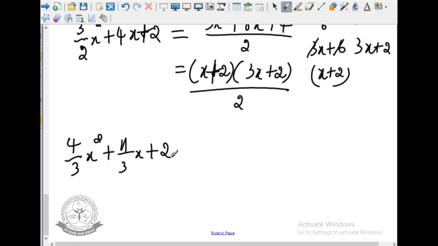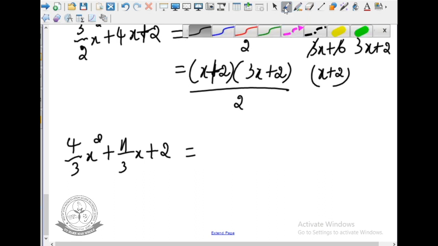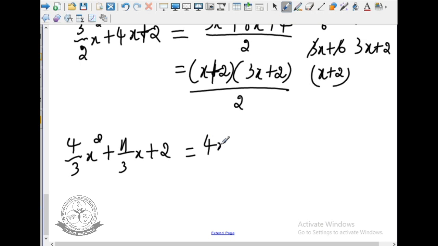For this also I am going to find the LCM of this value. So here I am having 3, right? So the first term I am having in the denominator already 3. So 4x square, the second one I am having 3. So the same one, 11x. For the third one I am having only 1 in the denominator. So I should multiply by 3. So 2 3s are 6. So plus 6 divided by 3.